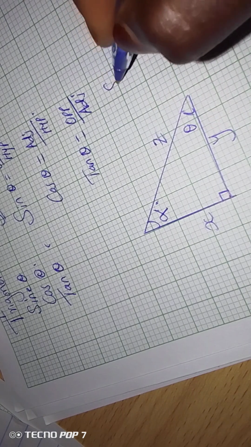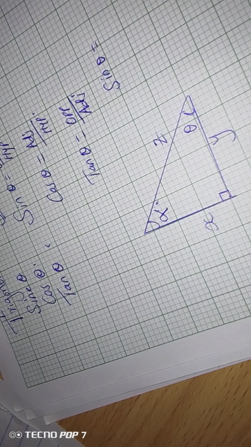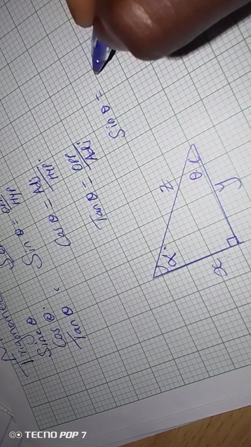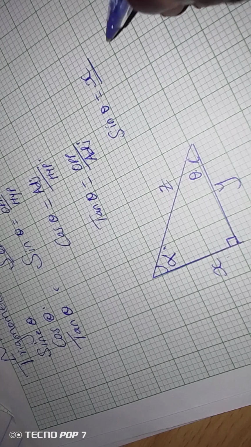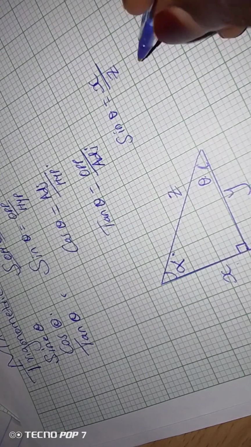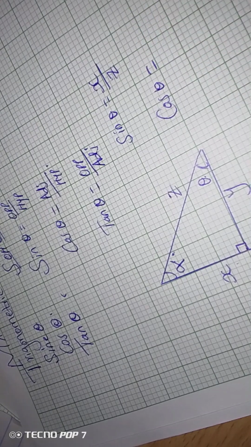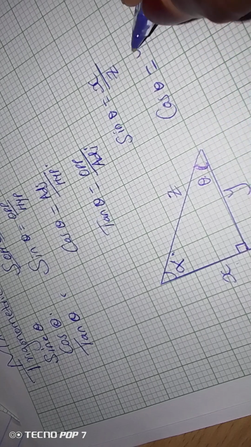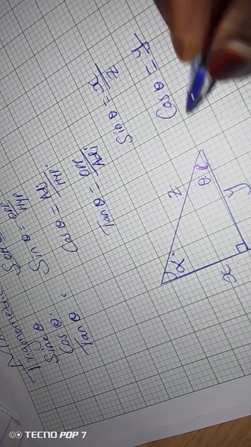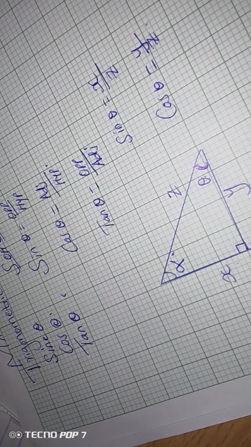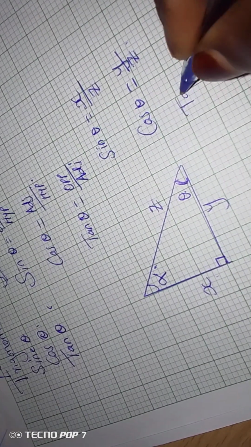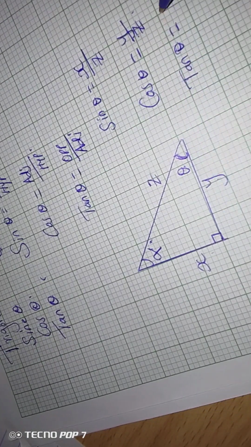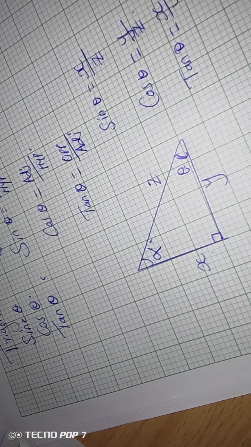Now the sine of theta, using the given values here, will be the opposite of this angle theta, which is our X, over the hypotenuse, which is Z. The cosine of theta will be the adjacent of this theta, whereby adjacent means next to, so it is Y over hypotenuse, whereby our hypotenuse is Z. And the tan of theta will be equal to opposite of this theta angle, which is X, over the adjacent, which is Y.